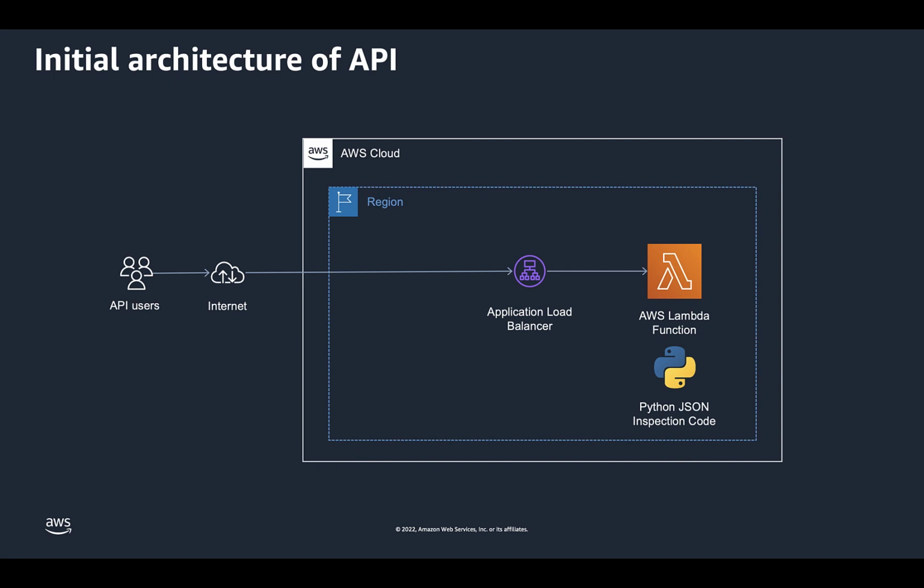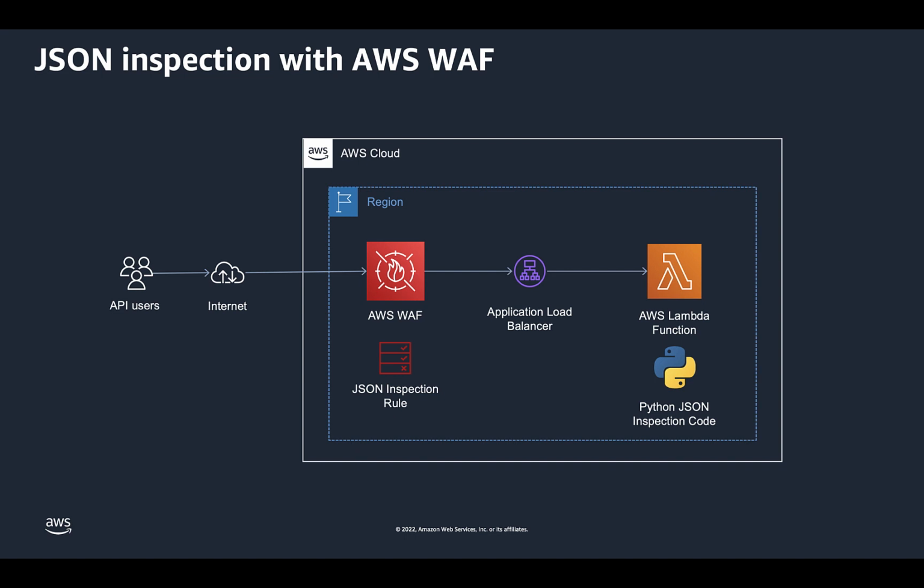Here's a diagram of the initial architecture of my API. There are users sending requests over the internet that are picked up by an application load balancer, which forwards requests to a Lambda function. Now this Lambda function has Python code that inspects the JSON, looking for a well-formed structure and the presence of a secret value. How can AWS WAF be used to more easily handle this requirement and avoid excessive Lambda invocations? AWS WAF can now parse, transform, and inspect JSON in the body of each request.